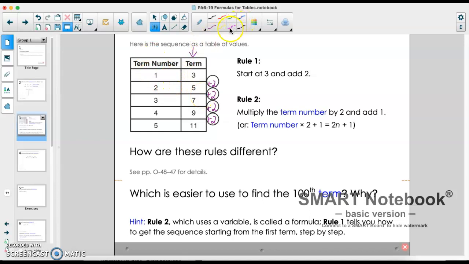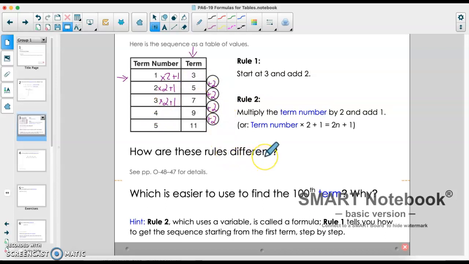Now the second rule, rule 2, talks about how to get from the term number to the term value. What they're saying here, and again, this may be a bit confusing, is to multiply the term number times 2 and then add 1. So 1 times 2 is 2, plus 1 equals 3, right? 2 times 2 is 4, plus 1 is 5. 3 times 2 plus 1 is 7, and so on and so forth.